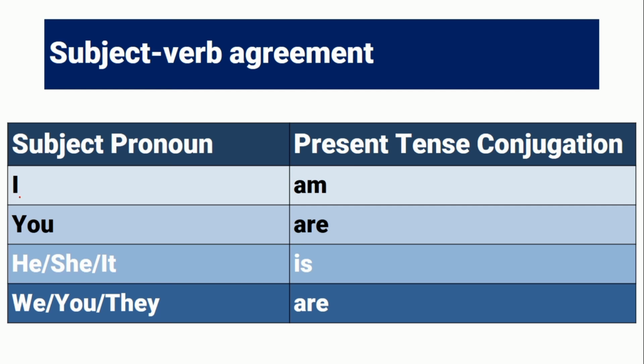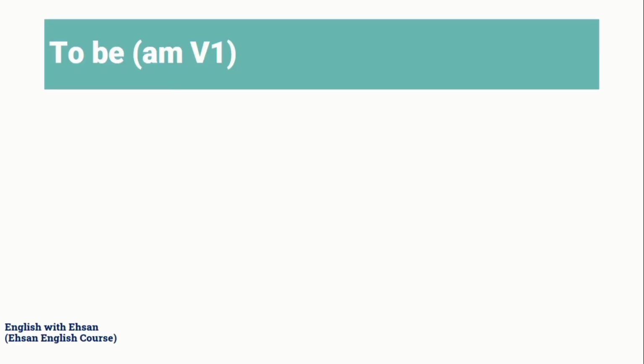Okay, a subject is someone or something that we are talking about. In short, we can say that. Okay, here we have I, and we use am for I, as we talked already, in the present conjugation, and we have you, and we have are for that, and for he, she, it we have is, and for we, you, they we have are. We use this, and we will talk about this, and we have more examples for this.